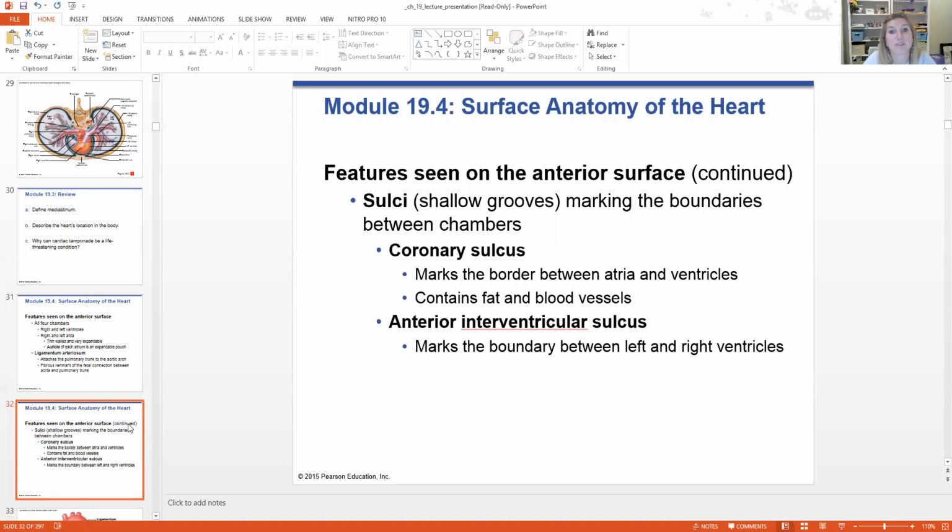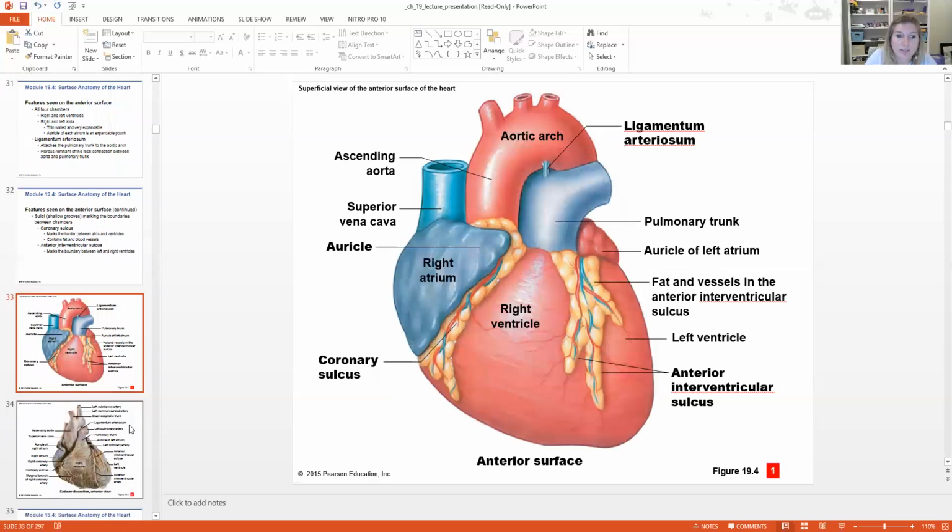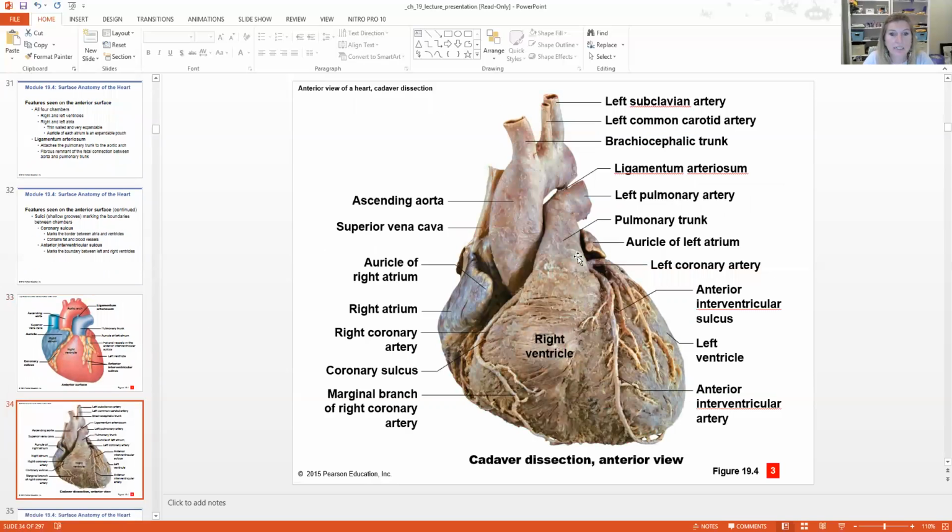This is where fat and blood vessels live, or kind of hang out, on the surface of the heart. There's also the anterior interventricular sulcus. This is the boundary between the right and left ventricles. And here you can see the coronary sulcus going out towards the right, and the anterior interventricular sulcus, sometimes called the left anterior descending or LAD sulcus, going down kind of right in between the right and left ventricles there.